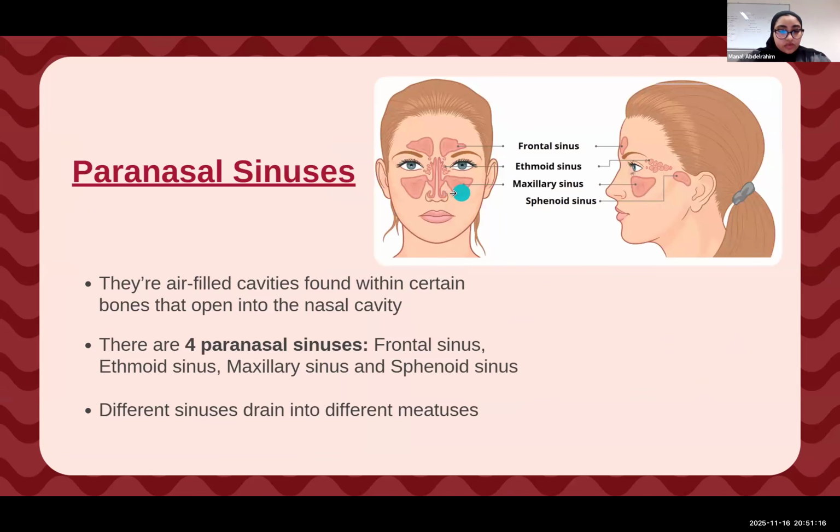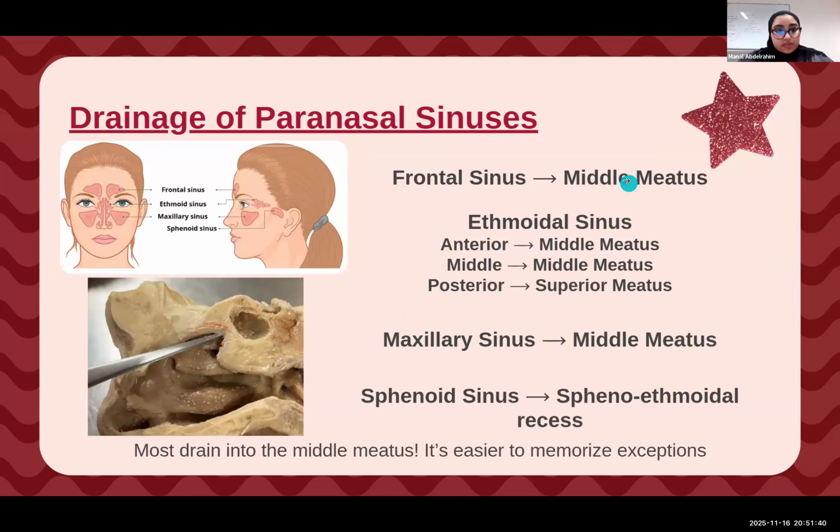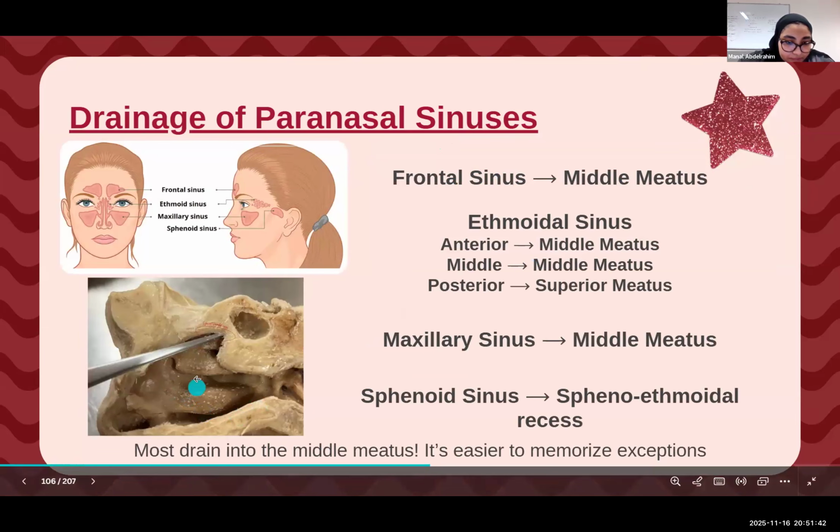Now, for the sinuses, we have four paranasal sinuses. We have frontal, ethmoid, maxillary and sphenoid. Now, what are they exactly? They're basically air-filled cavities found within certain bones that open into the nasal cavity. They're going to have maybe fluid or whatever, and it drains into the meatuses. The frontal sinus will drain into the middle meatus, which is this part here.